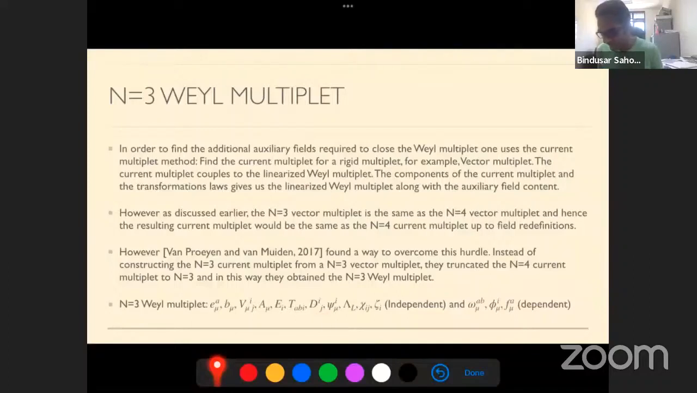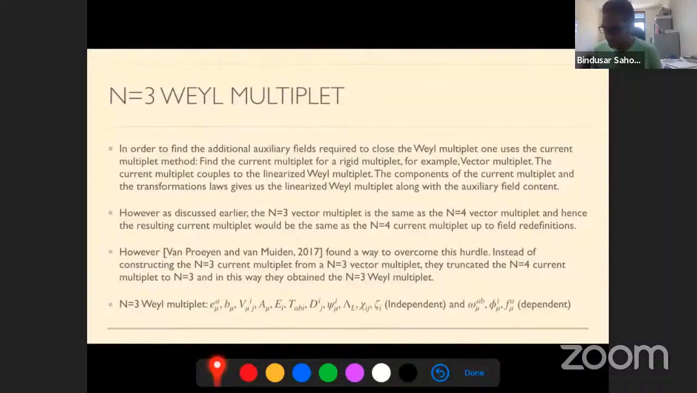So these are the gauge fields that we had discussed earlier. This is the Weyl vierbein. This is the gauge field corresponding to dilatation. This is the gauge field corresponding to the SU(3)_R symmetry and U(1)_R symmetry. And these are the auxiliary fields that we need. These are the bosonic auxiliary fields. And these are the fermionic auxiliary fields. And this is the gravitino. Okay. And these are the dependent gauge fields as we had discussed earlier. So this is the N=3 Weyl multiplet that was constructed by these people in 2017.